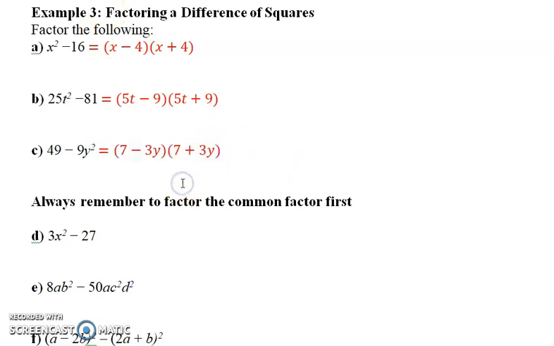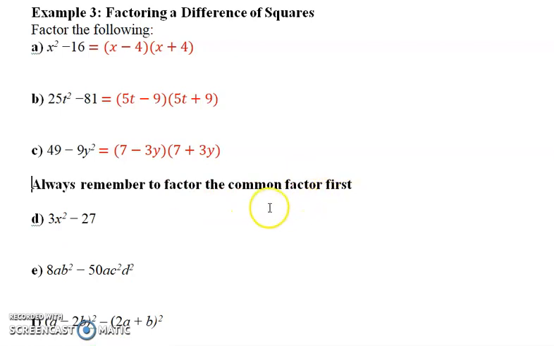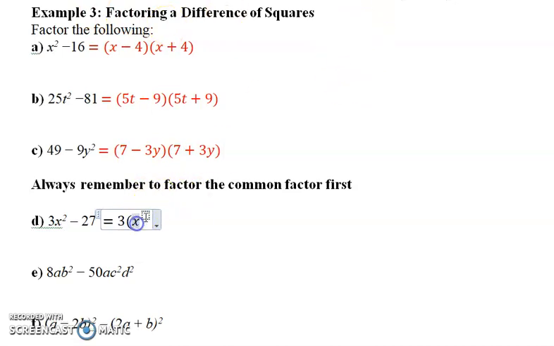Simple as that. Always remember to factor the common factor first. One of the earliest things we did in factoring, see if you can factor. If you look at this, you can't take the square root of 3x squared because it's going to give you a decimal. You can't take the square root of 27, it's going to be 5 point something. However, if you look a little more closely, you can factor 3 out of both, and you end up with 3 times x squared minus 9.